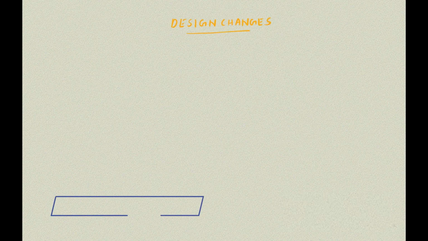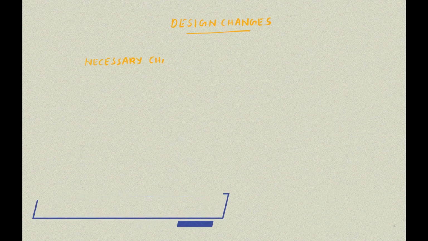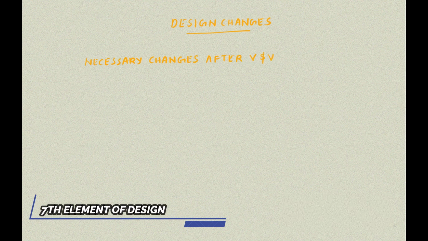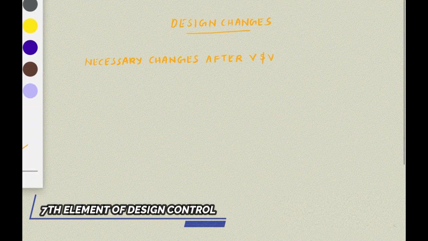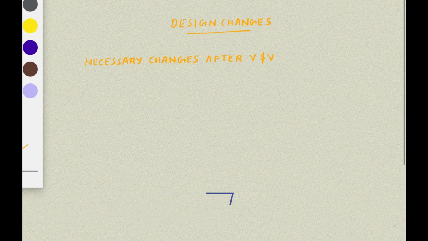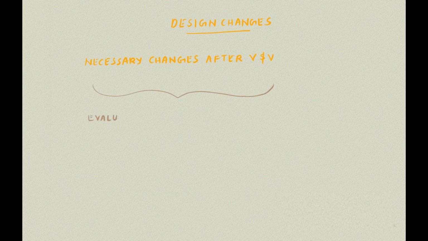Next is design changes. During the design verification and validation, if you find the device is not meeting the initial requirements or the design inputs, there is a chance of going back to the design and making the necessary changes. So this ensures that all the design changes are identified and documented, again validated and verified with the proper review and approval prior to the implementation.